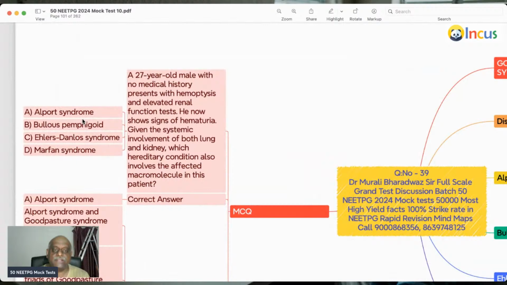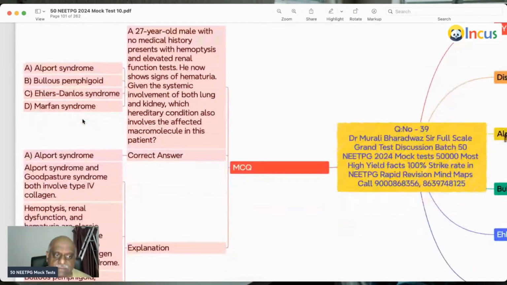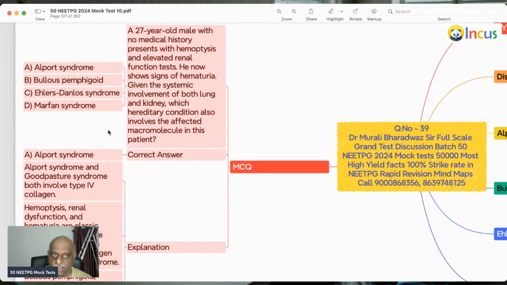Now, doctor, 27-year-old male with no medical history, hemoptysis, hematuria.